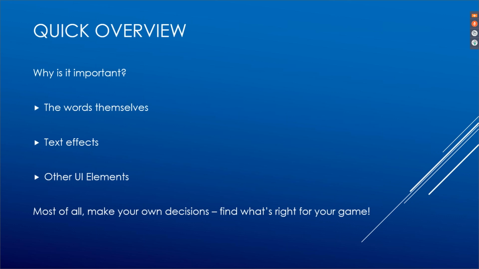So to start, a quick overview of why it's worth figuring out the best way to deploy your text. I'm going to talk about deploying text in 3 different sections. First of all, what you do with the words themselves, then what kind of effects you use to make the words stand out, and then what you're doing with your text UI. The important thing is to make conscious decisions about your text. So I'll be giving you a couple of things to think about, but at the end of the day, you need to figure out what's right for your game.